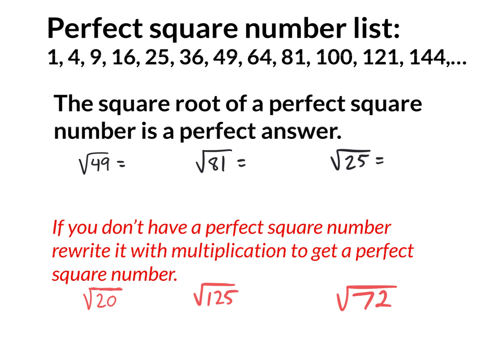I don't have it memorized. I don't expect you guys to have it memorized. Just 1 times 1 is 1, 2 times 2 is 4, 3 times 3 is 9. You could come up with this list. Now these are perfect square numbers. So the square root of a perfect square number is a perfect answer, right?